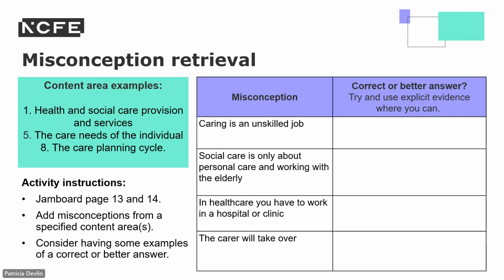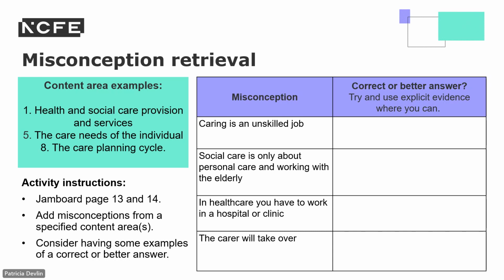So the last task is a misconception retrieval. For this example, we've added some common misconceptions using Content Area 1, Health and Social Care Provisions and Services, and Content Area 5, the Care Needs of Individuals, and Content Area 8, the Care Planning Cycle. Your pupils will then try and provide a correct or a better answer, and through their research will attempt to support their answer with evidence. These are on Jamboard pages 13 and 14, and we've added misconceptions from the content areas and also have some examples of correct or better answers.